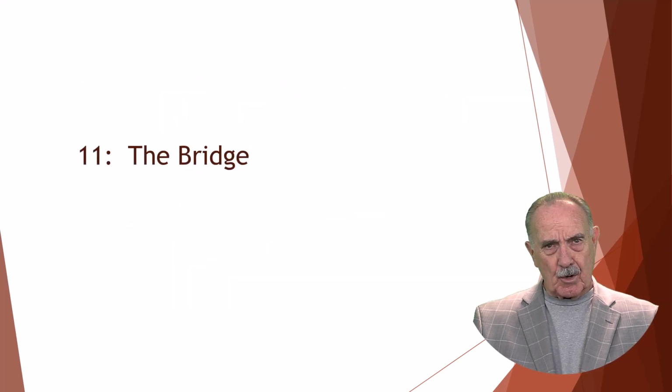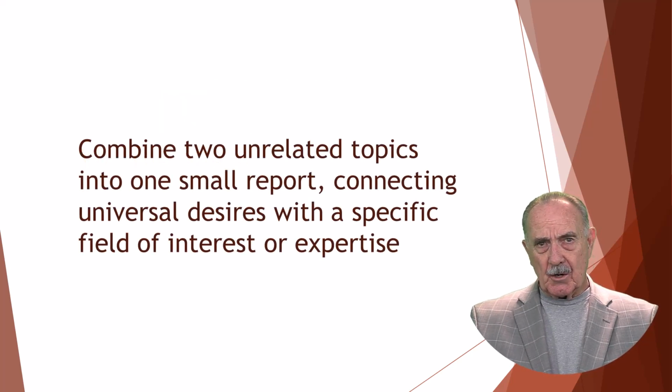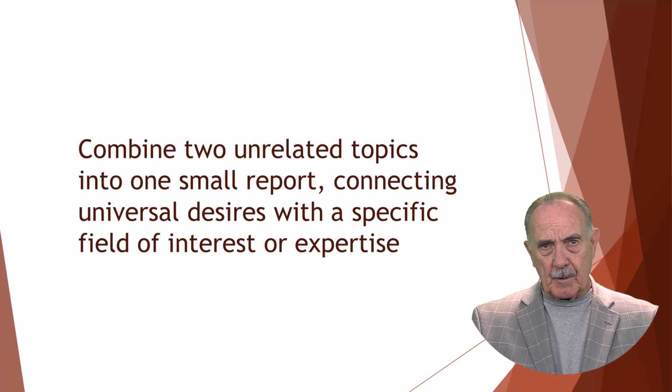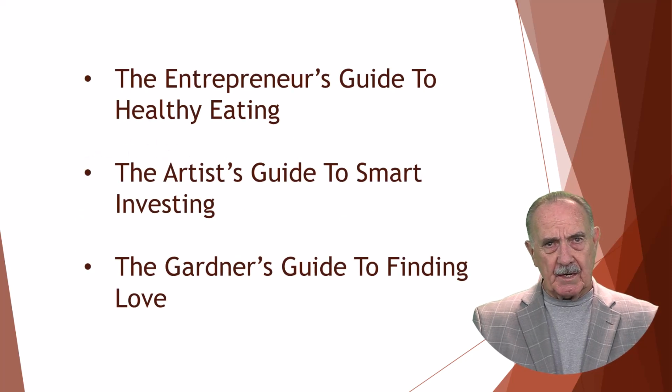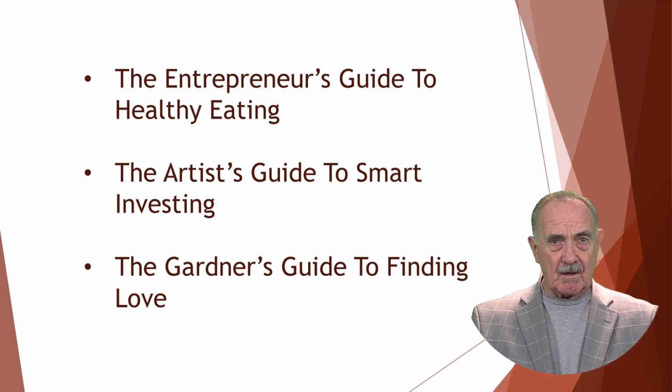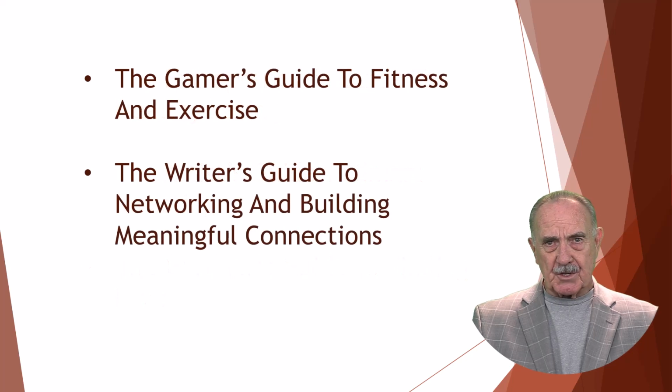Number 11, the bridge. Combine 2 unrelated topics into one small report, connecting universal desires with a specific field of interest or expertise. Examples: The Entrepreneur's Guide to Healthy Eating, The Artist's Guide to Smart Investing, The Gardener's Guide to Finding Love, The Gamer's Guide to Fitness and Exercise, The Writer's Guide to Networking and Building Meaningful Connections.